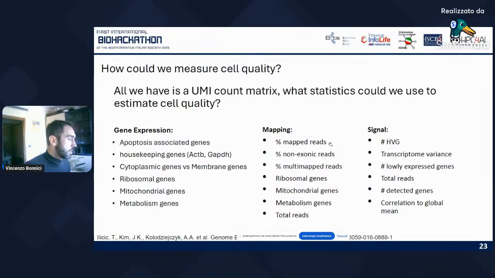Okay, so you may also want to, of course, look at the percentage of reads that are mapped, and you can also want to understand the level of highly variable genes that are in your data, lowly expressed genes, genes that have been deleted, and so on and so forth. So this is usually something that you do by experience, but you may have some indication if you want.